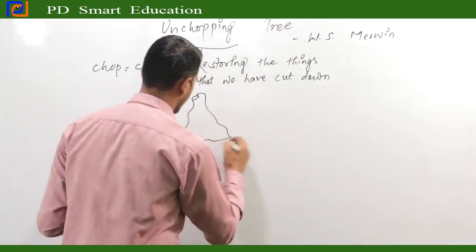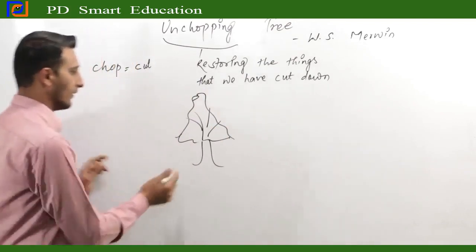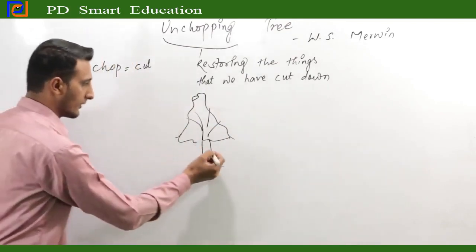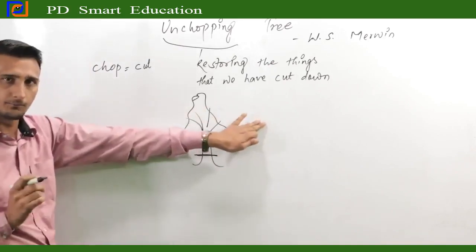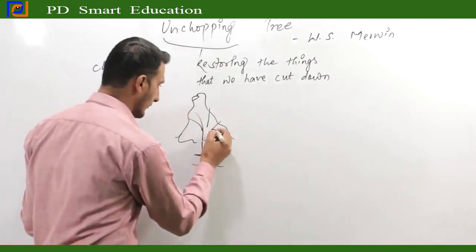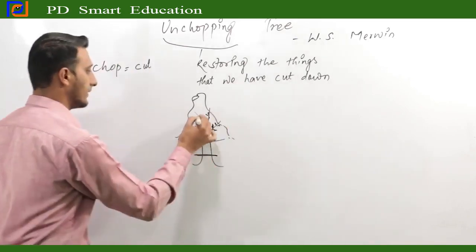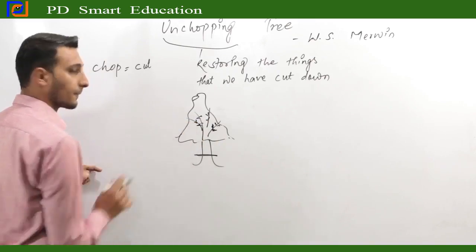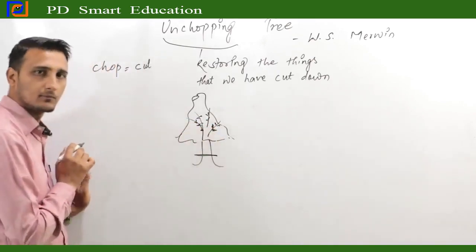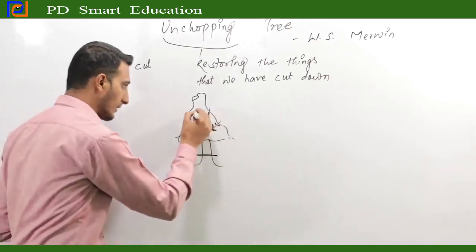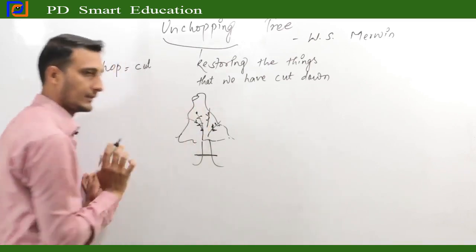Suppose this is the tree. Here are different branches. Suppose this tree is cut down from here. It has fallen down. When we restore leaves of the trees, if we restore leaves of the trees, now we have to connect it back to its original form. If this leaf is here, then we have to put this leaf here only, not here.